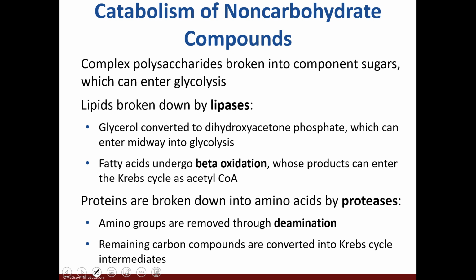Organisms can also rely on non-carbohydrate compounds for glycolysis. Lipids can be broken down and enter the Krebs cycle. Proteins can be broken down into amino acids. Their amino groups are removed, and they can then enter the Krebs cycle as intermediates.